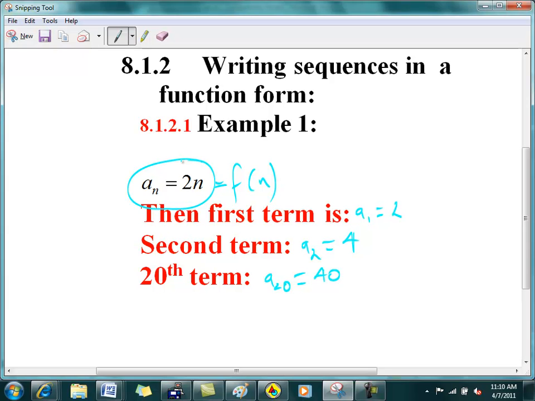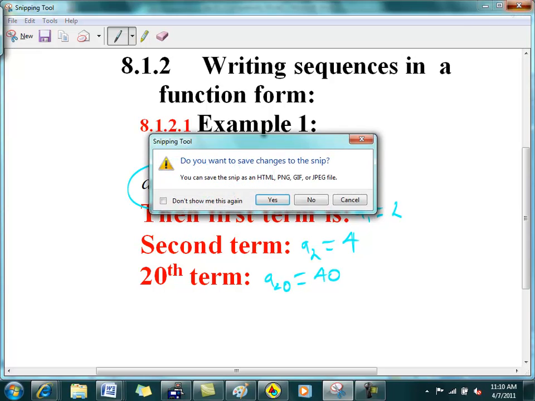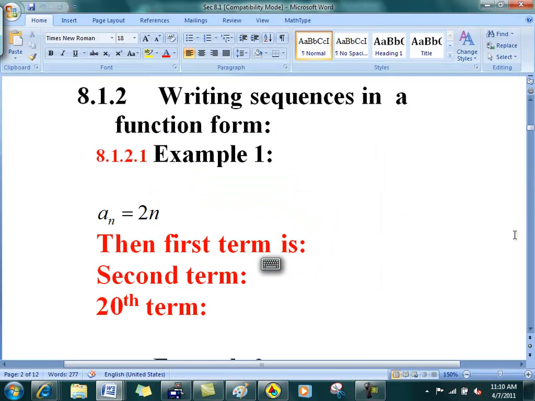All right. Are you texting or are you using your calculator? 2 times 20 is 40. Yeah. Or are you texting someone to find out what the answer is?